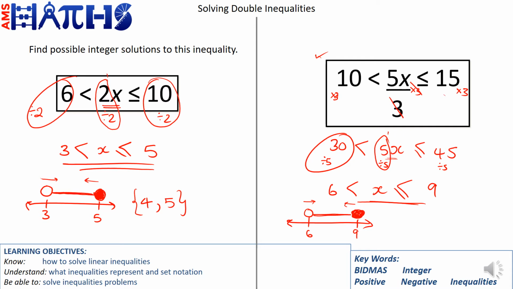And if we wanted the actual integers, the numbers, what we need to do then is list the numbers. So x must be bigger than 6, so we start at 7, 8. It says x must be less than or equal to 9, so 9 would be included, so those would be the possible integers.